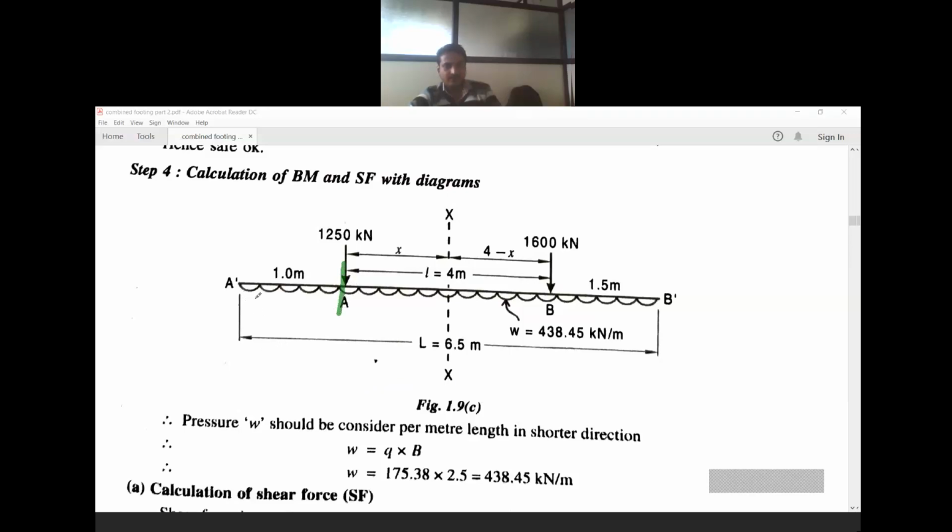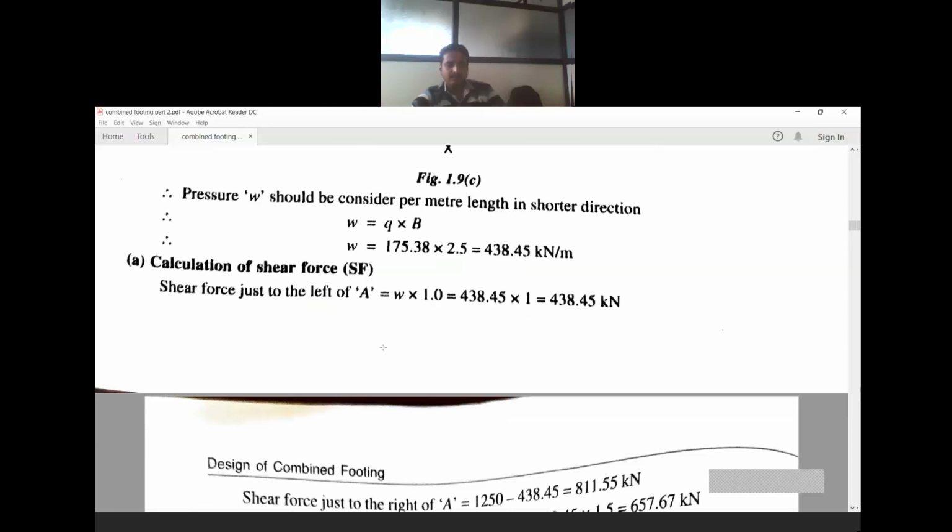Just left of A, I have upward soil pressure with an intensity of 438.45 kilonewton per meter square for a length of 1 meter. 438.45 is in terms of UDL. So to calculate the value, 438.45 multiplied by 1 meter is the shear force just left of A. That is why you can observe in this equation W into 1. So 438.45 itself is the shear force just left of A.